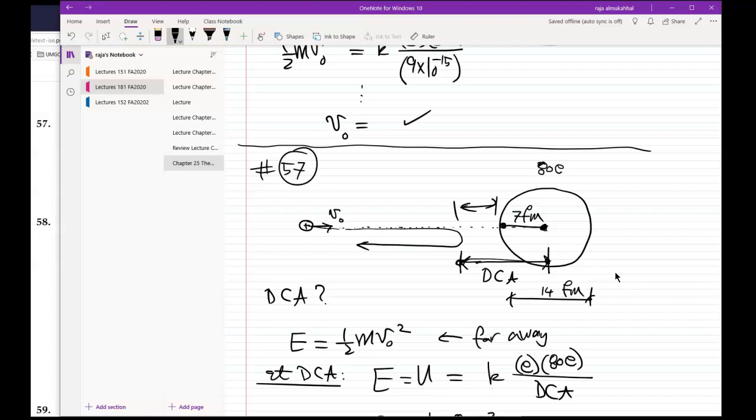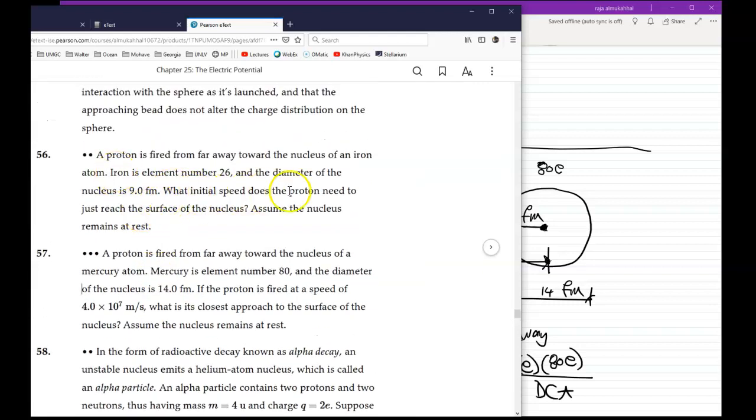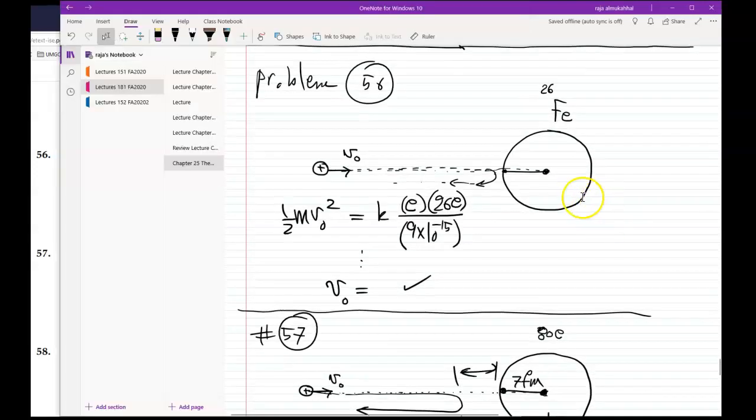Okay, let me go back to 56. I'm done basically with what I want to talk about today. In 56, he gives you the diameter of the nucleus as 9 femto. I think I used it as radius. Yes, I did. I'm sorry about that. I misunderstood. I thought the radius is 9 femto. So this is 9 femtometers here, right? So the radius in this case is going to be 4.5. I beg your pardon. So that's going to be 4.5 right there. Got it?